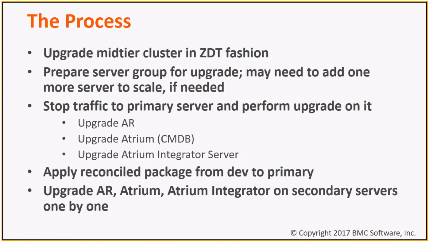Then you also stop any traffic coming to the primary. Here you also make sure that any integrations you may have, backend integrations, are also pointing to a load balancer, not a specific server. Otherwise, you may face downtime in that particular service. So once you have stopped traffic, you perform an upgrade of AR, Atrium CMDB, and then AI. And then on the primary, you also apply the reconciled package or any customizations you may have exported from your dev or QA. You import them into the product, and then you perform the upgrade of AR, Atrium, and AI on the secondary servers one by one.